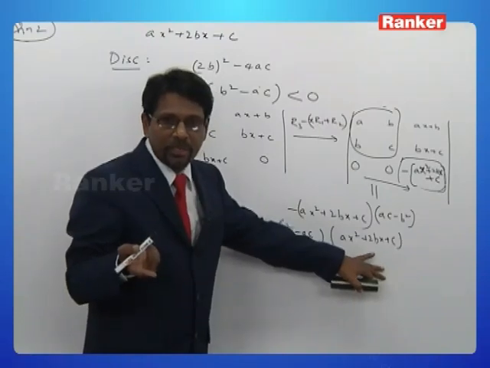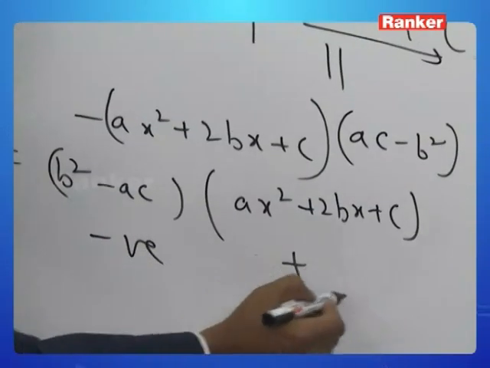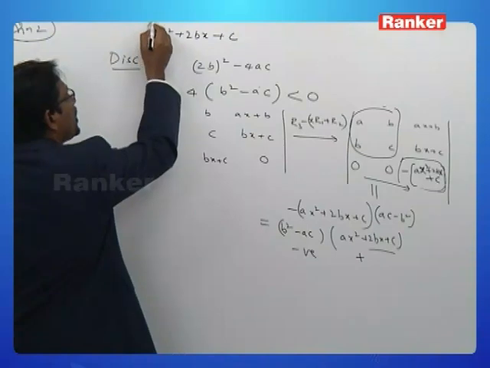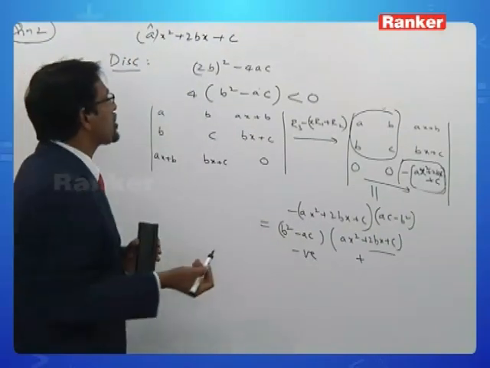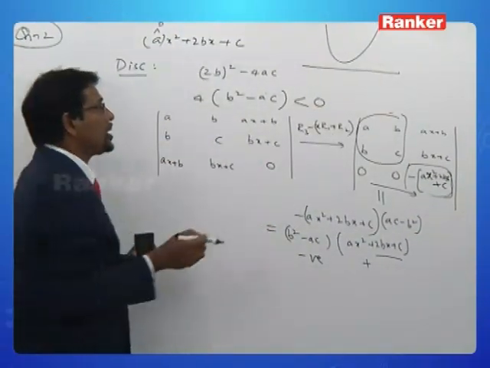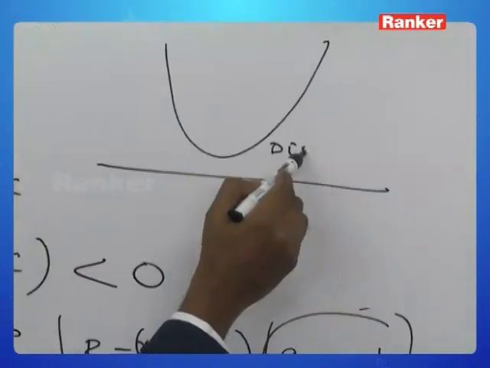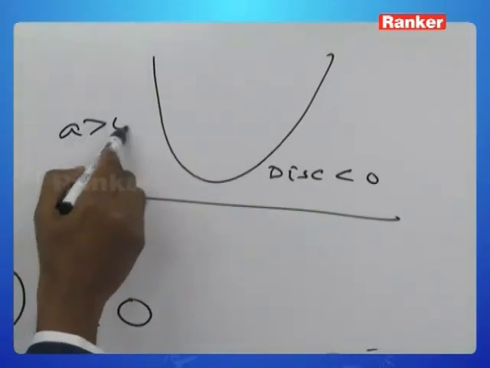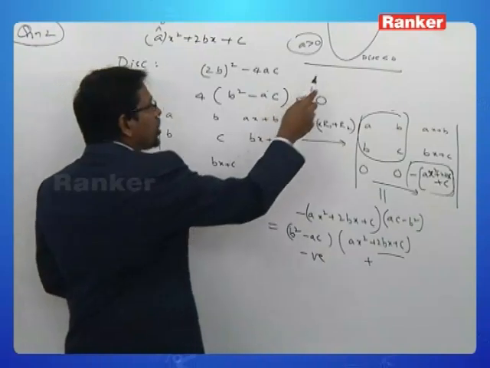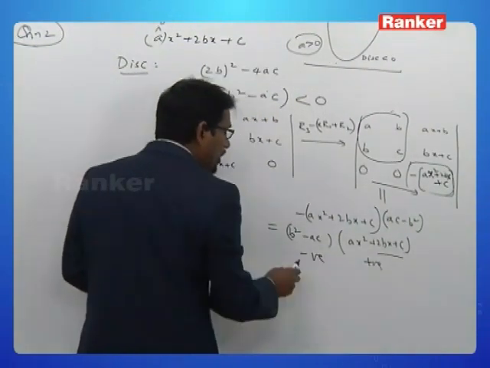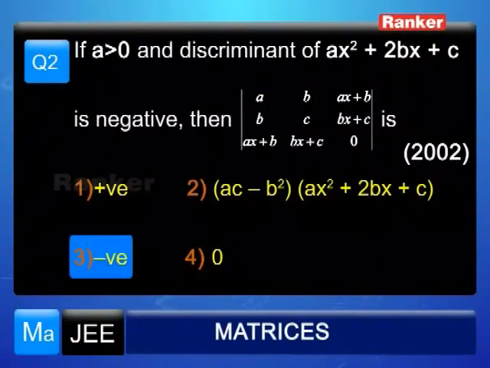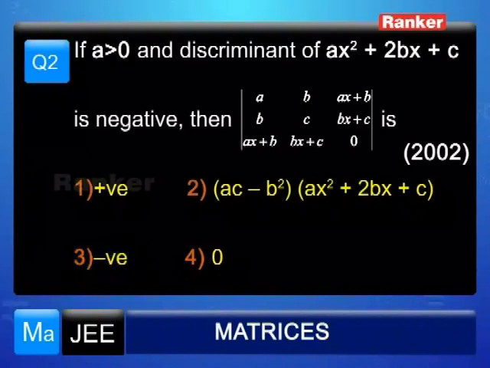So what is the right option? It's clearly, this is negative, we know, and this is positive for all x, we know. How do you say it's positive? We are given that the coefficient of x square is positive and the discriminant is negative. So the graph of ax square plus 2bx plus c will look like this. Whenever the discriminant is less than 0 and a is positive, the graph of y equal to ax square plus 2bx plus c will look like that. So it is always positive, and this is positive for all x. b square minus ac by choice is negative, so the product is negative. So the right option is answer 3.